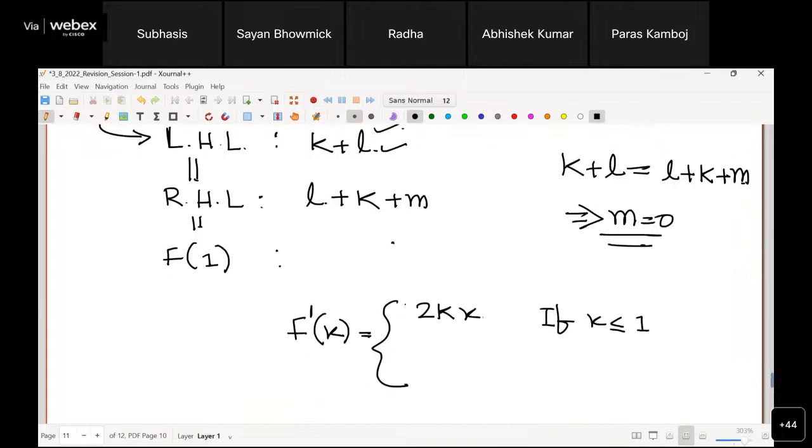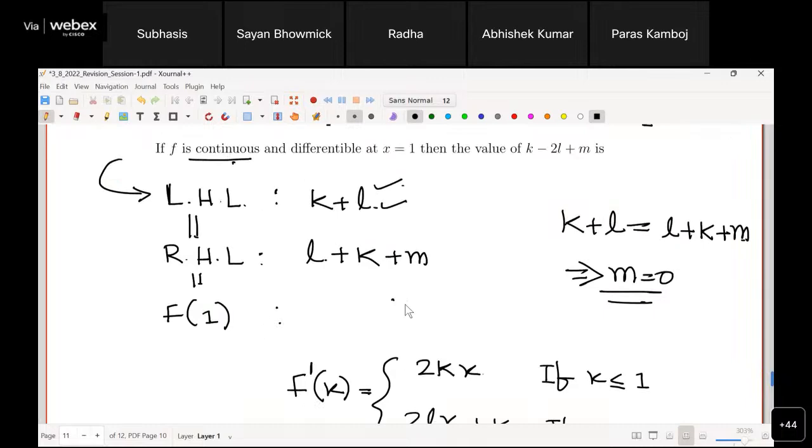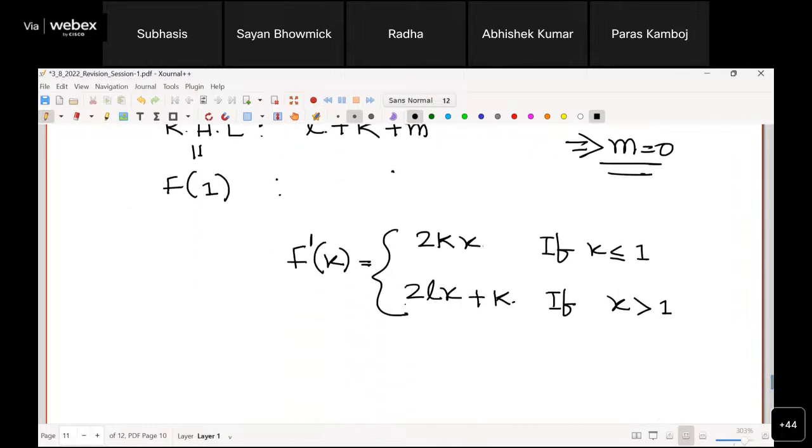2lx plus k, if it is greater than 1. Right. So now, if I take the left hand derivative, what will I get? The left hand derivative is basically 2k.